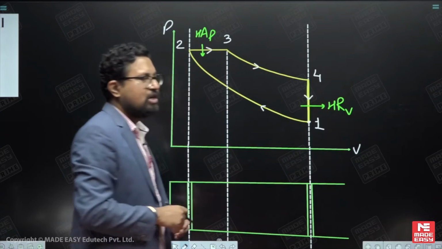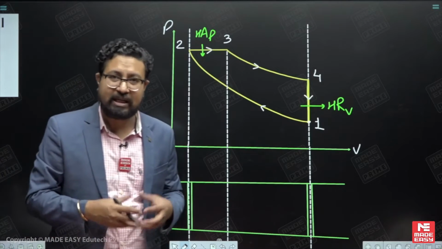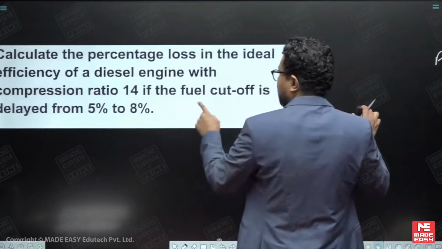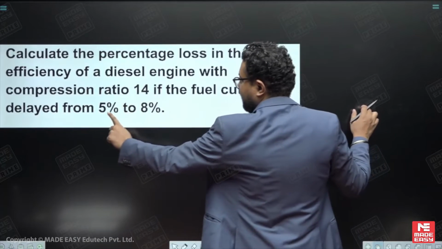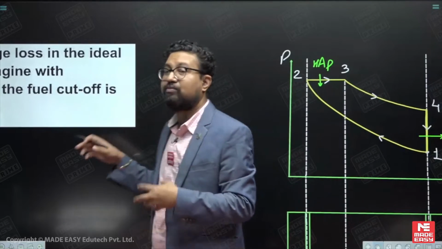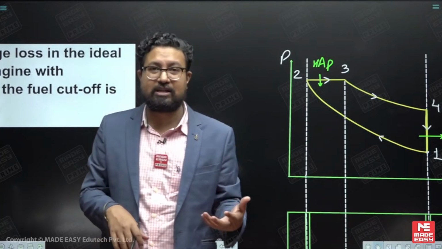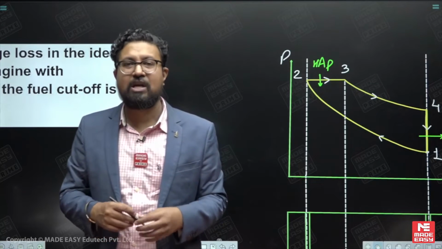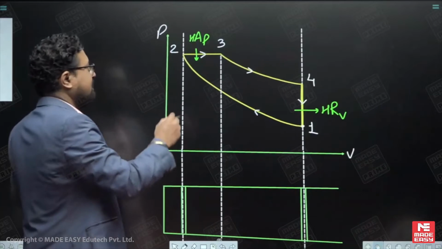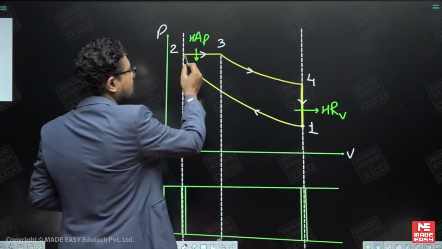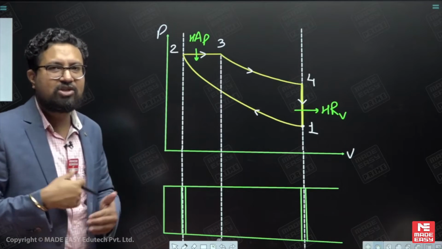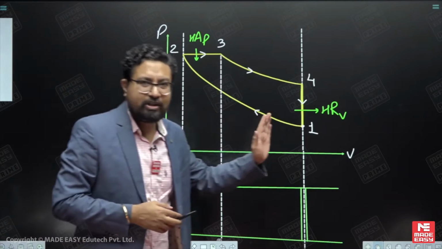Now they are saying what will be the effect on the efficiency if the fuel cutoff is delayed from 5% to 8%. Now 5% to 8% of what? What is the 5% and what is the 8%? What they want to say through this problem is that the fuel cutoff 2 to 3 which is taking place, it is 5% of the swept volume or the stroke volume.